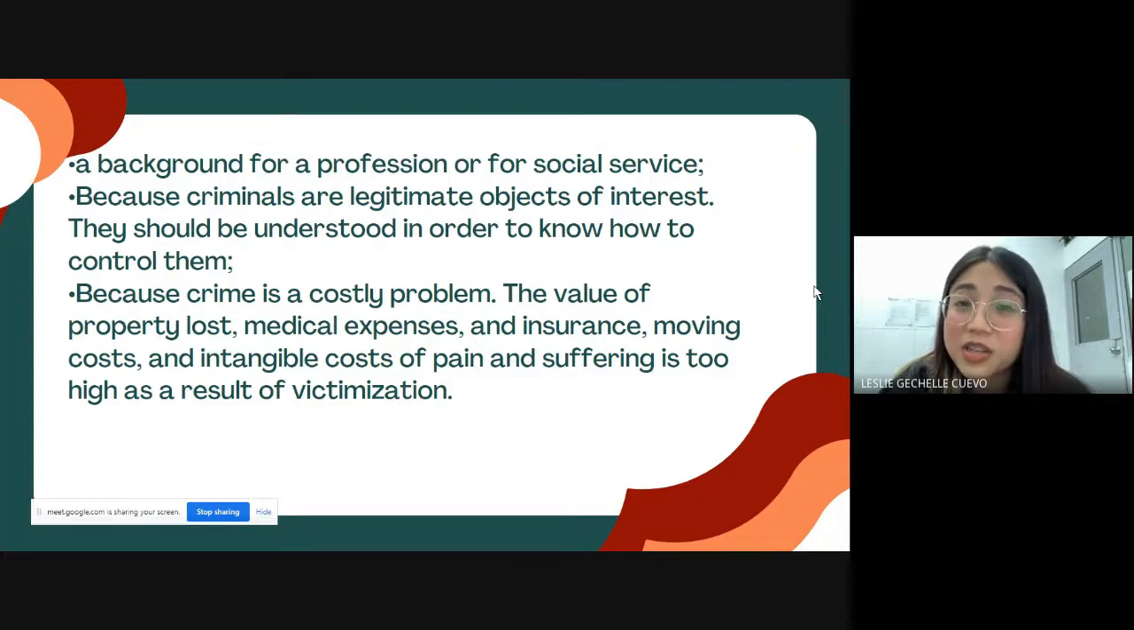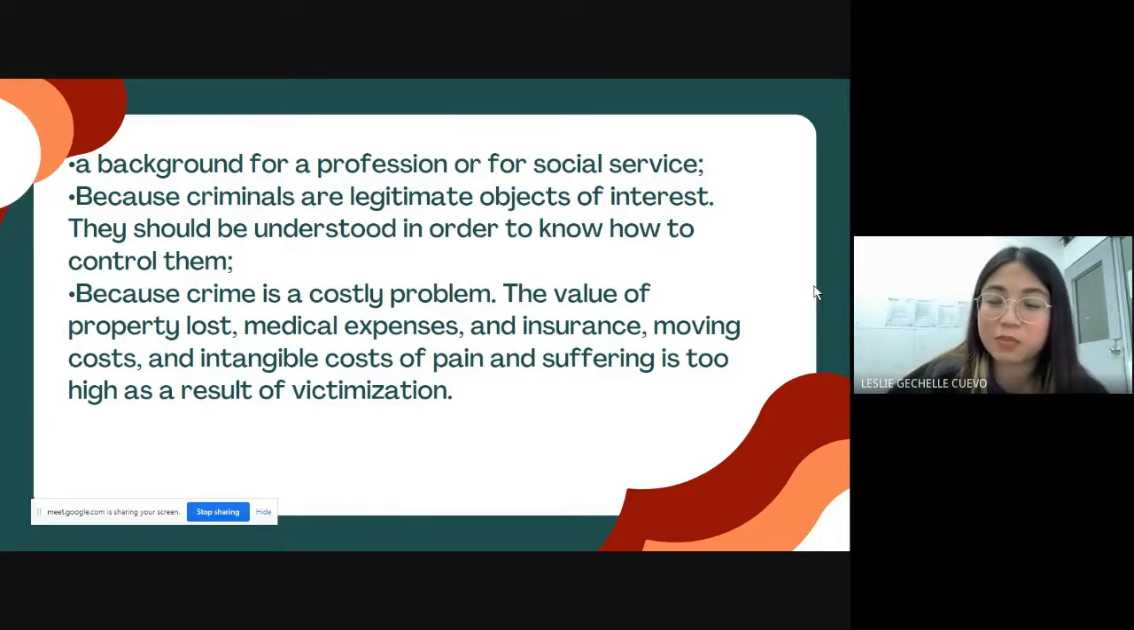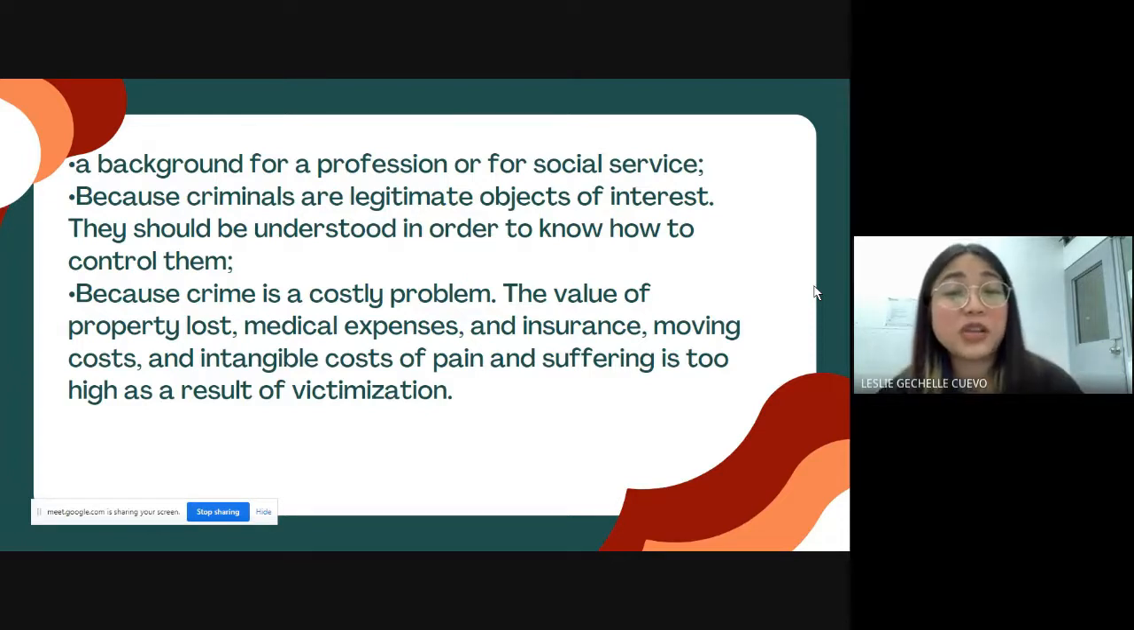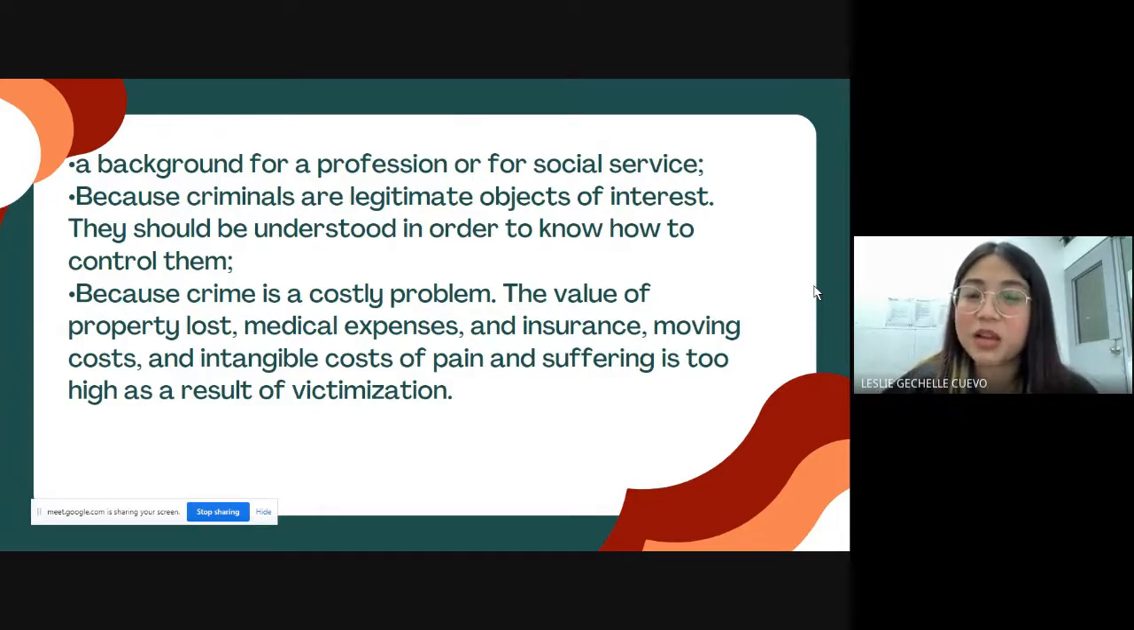And also because crime is a costly problem, magastos kapag may krimen. Bakit magastos? Siyempre, kailangan mo ng pulis. Pagkatapos, siyempre yung pulis, pasisweldohin mo. Ano pa, ang pulis gumagamit ng police mobile. So, kailangan mo ng gas. Kailangan mo ng maintenance sa sasakyan. Di ba? Kailangan mo ng baril, ng bala, ng posas. O sabihin na natin, kailangan mo rin ng papel.